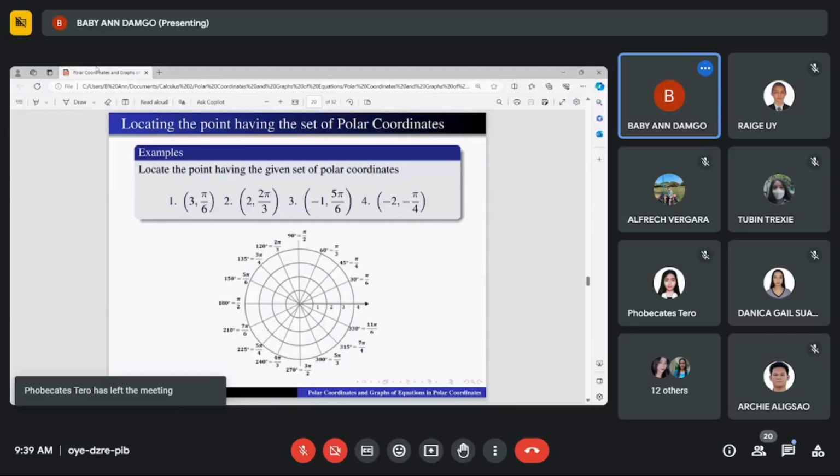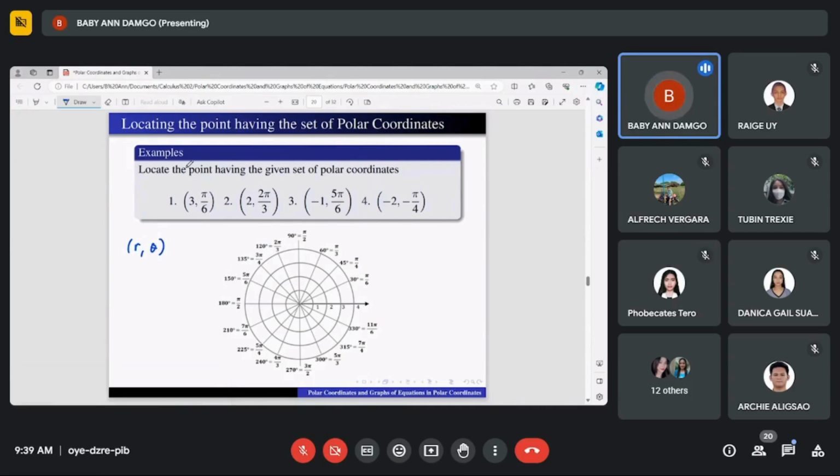If you still remember, we have this r, theta. So 3 here represents the r, and pi over 6, it is in radian, represents the theta. So how do we plot this?